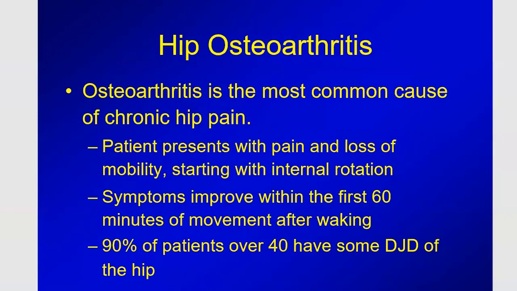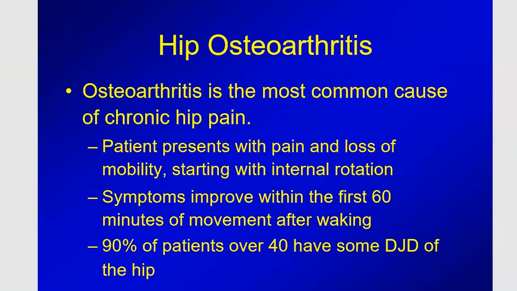So when it comes to hip osteoarthritis, it should be noted, number one, the most common cause of chronic hip pain is going to be osteoarthritis. The patient is typically going to present with pain and a progressive loss of mobility. The first range of motion that will be lost typically is going to be internal rotation.